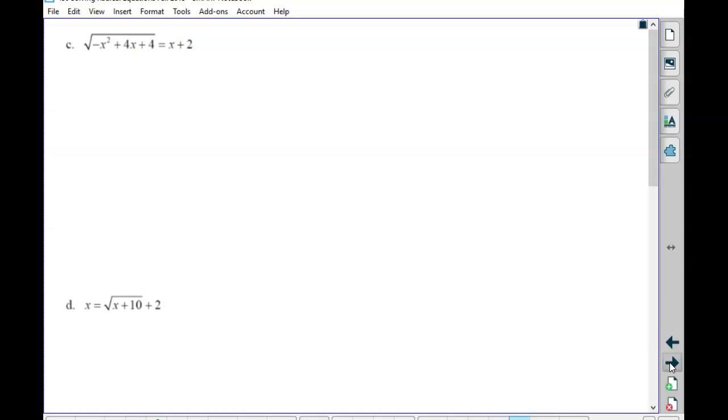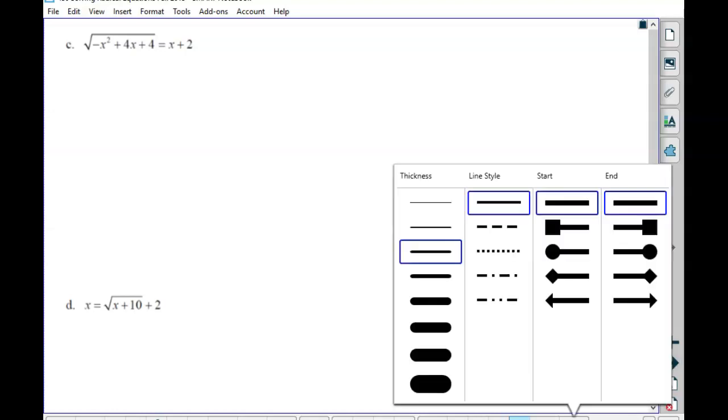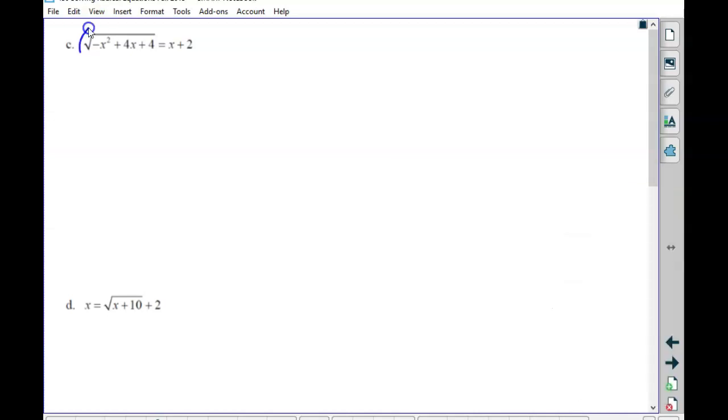First one, the radical term is by itself, so it's all good. We just square both sides. Okay, so squaring a square root just gets rid of the radical sign. When you square the right side, make sure that you square that correctly. Remember, I get a gray hair every time someone gives me x squared plus 4. All right, so it is not x squared plus 4. It's x squared plus 4x plus 4.